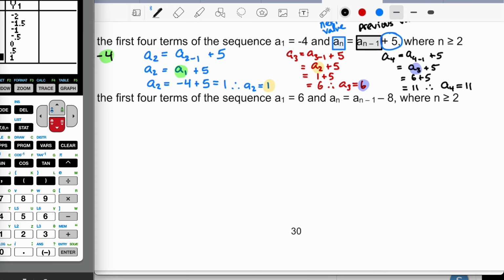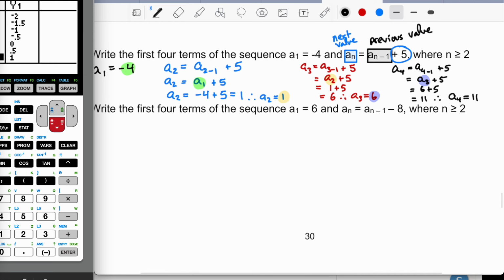But, again, depending on how the question's phrased, if you know the first term and you know the relationship between terms, so a sub 1 is equal to 6, I need a sub 2, 3, and 4. And this is telling me that if I want the next term of the sequence, all I'd have to do is take the previous one and subtract from it 8. Then I have everything I need, because I'd say, okay, well, I want a sub 2, so I'll take the number that came before it, 6, and subtract from it 8, I'll get a negative 2.